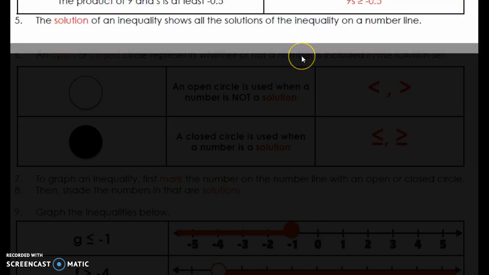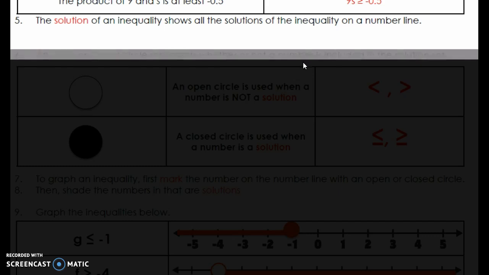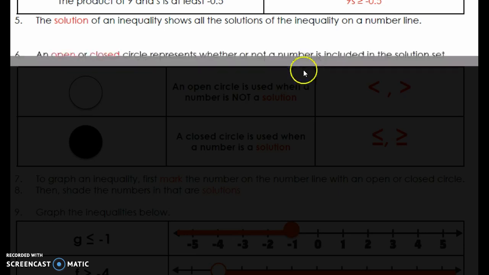Don't forget, when we talk about a solution, the solution of an inequality shows all of the solutions of the inequality on a number line. With inequalities, you can have more than one answer. You can have several answers or an infinite number of answers. The only way we can show all of the solutions is by doing this on a number line. You did that last year in 6th grade. So let's review how to use the number line.